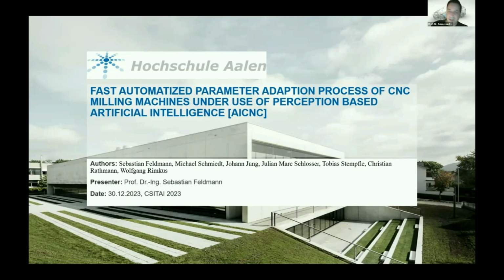And actually, I'm gonna present a small proceeding from some recent work from 2019, 2020. That was some early beginnings with AI and machine parameter adaptation. And we started at this time with the CNC milling process. So let me first introduce myself a little bit.